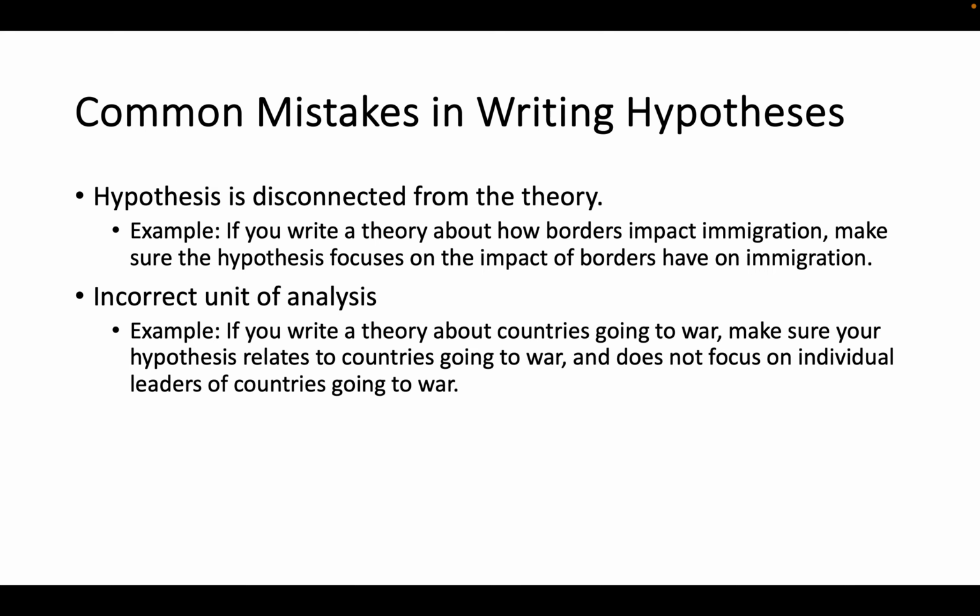All right, what are some common mistakes in writing hypotheses? Well, one is that the hypothesis just isn't related to the theory at all. So if you're working on, as some of you are, interested in immigration, if you're working on a theory about how borders impact immigration, you need to make sure that your hypotheses relate to the impact of borders on immigration. So you can't talk about something else in terms of your hypothesis. It has to be closely related to your theory.